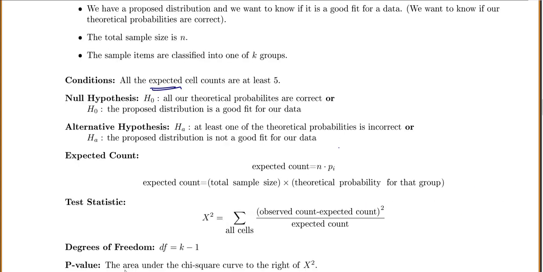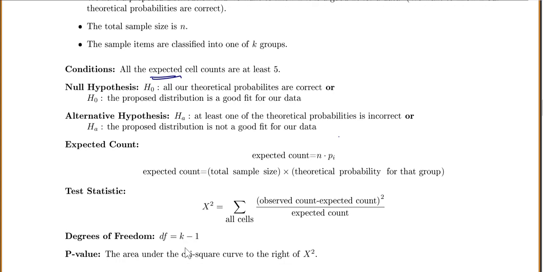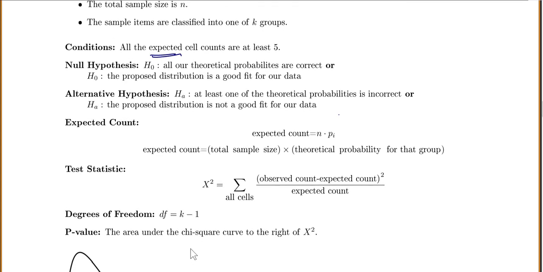Once again, our test statistic will be chi-squared equals the sum of all of our cells, but we'll do each observed count minus the expected count squared over the expected count. And our degrees of freedom is k minus 1. Remember, k is the number of groups.